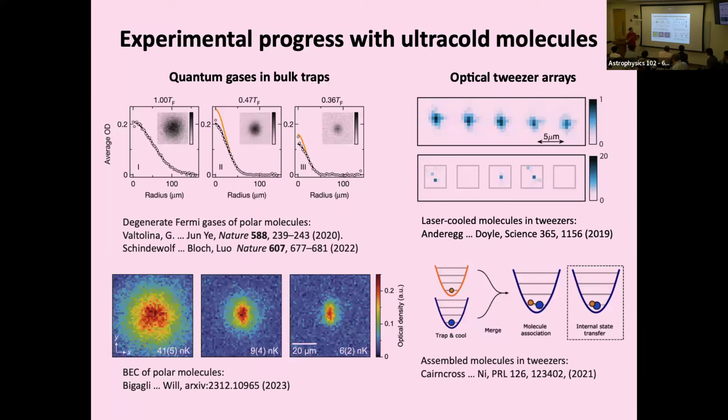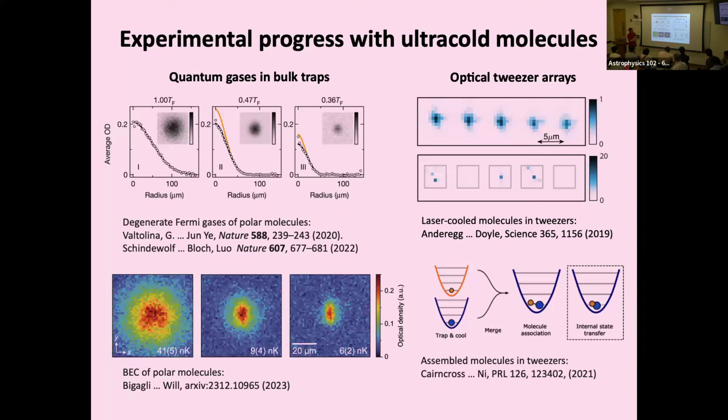There are certain classes which you can cool, pioneered by Ding and John Doyle. These are examples where they are laser cooling molecules and they can load them directly into optical tweezers. They're still motionally a little hot. Typically, you're trapping maybe about 10 molecules or so. But the advantage of this approach is that you can see the individual molecules in the tweezer arrays, and you can try to manipulate them at the single site level.